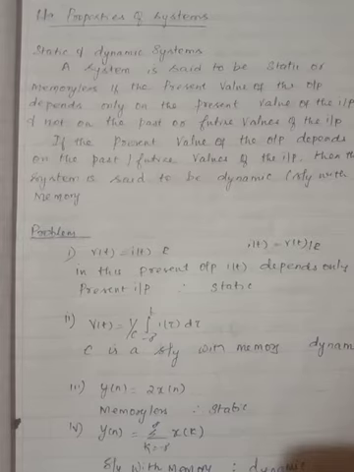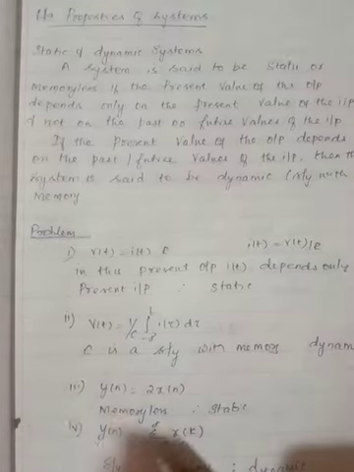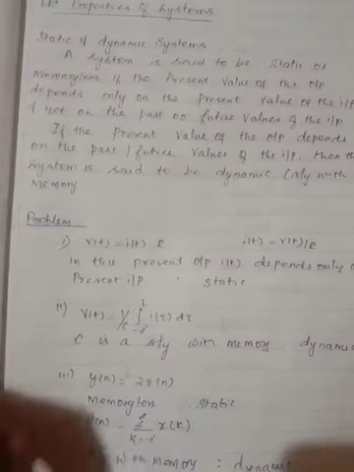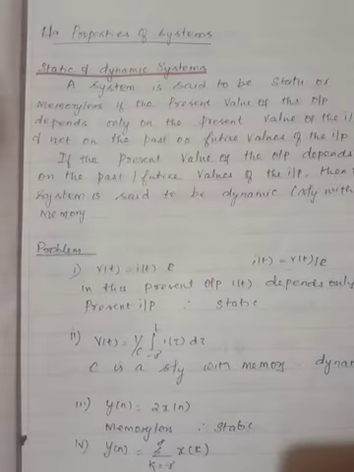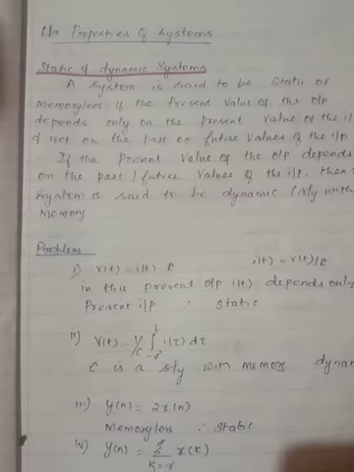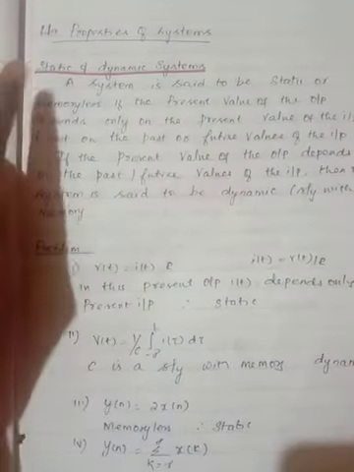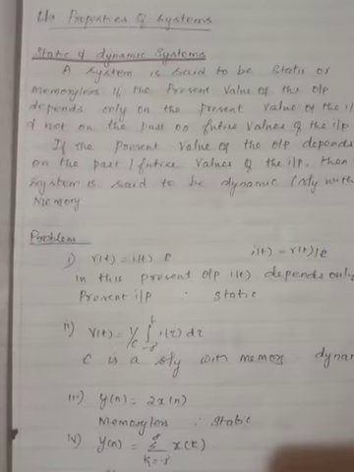Now we will discuss the properties of the system. In signals and systems, we are going to discuss different properties. The first property is static and dynamic systems. Here they will give a system relation between the input and the output, and we need to check whether the system satisfies this property or not. So listen here, the first one is static and dynamic systems.